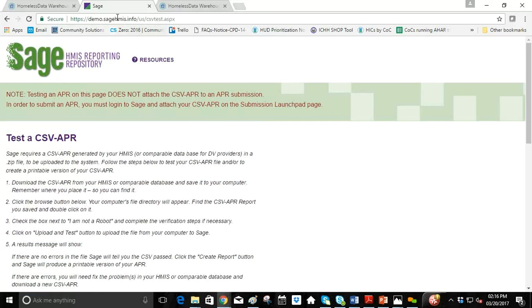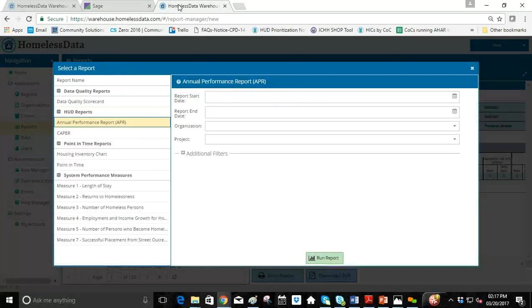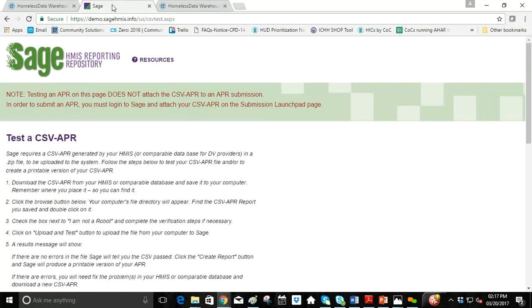And you can do this at demo.sage.hmis.info. So for any of you that used to have to plug in all the APR results for every project in your region or for your organization, this should save you hours and hours of your lives. That's the good news.